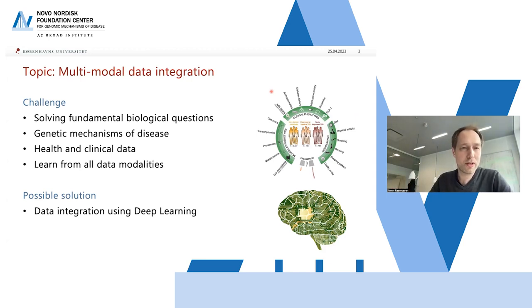And then, of course, also within the health and clinical space, where there are a lot of possibilities of improving various treatments there. And to be able to do this, I think we really need a very good multimodal data integration. I think we need to be able to learn from all the data modalities that we want to integrate. And a solution for this, and I think not only in my group, but in many groups around the world, is to try to use deep learning to do the integration.